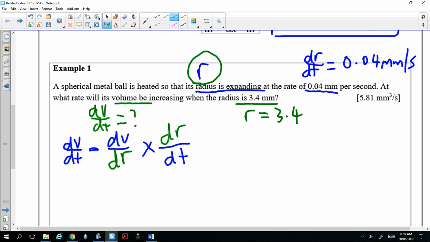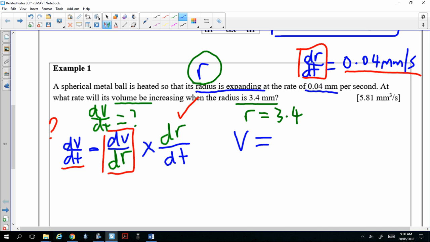Obviously we have dr/dt. That's taken care of. We got the value there. We don't know what this is, but we can find out what dV/dr is. How to find dV/dr? We need to know the volume of the sphere because it's a spherical metal ball. So in this topic you need to know all the formulas for the volume, surface area, etc. The volume of a sphere is 4πr³ over 3. And we need to use this because we have to find dV/dr, because V is in terms of r. That's why we can find dV/dr.